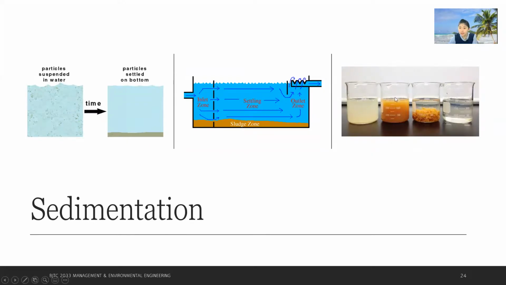Okay, so from these pictures, you can see, this one is actually coagulation and flocculation. So this is the raw water. This one is after the coagulant is added. And then this is where the flocculation happens and the sediments form. And then this is the clear water that we want. Okay, right?